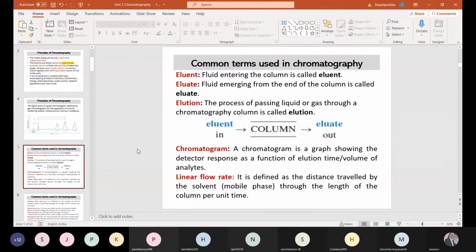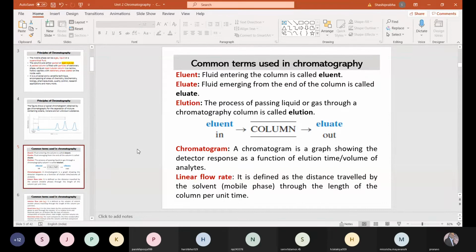That means we have linear flow rate, which is defined as the distance which is traveled by the solvent through the length of the column in a unit time. That is linear flow rate. When we talk about distance, we cannot say 5 centimeter is a distance. Like when we talk about 10 meters, then we classify it as some distance. So linear flow rate is applicable when we work with very long columns. Very long columns we work with in GC, but very short columns in the range of say 5 centimeters to 30 centimeters, we work with in HPLC.